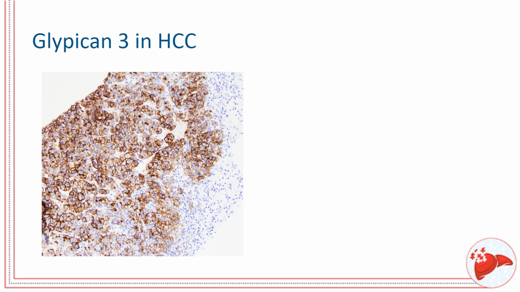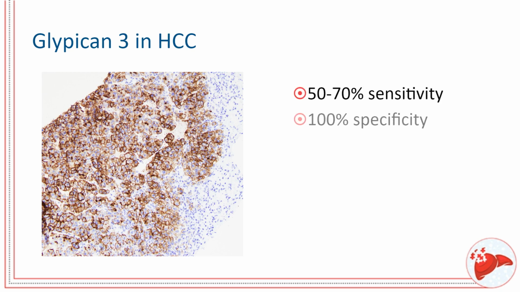This is the glypican-3 positive stain in a hepatocellular carcinoma. According to different studies, the sensitivity can be from 50% to 70%. The advantage of glypican-3 is that it's negative in hepatocellular adenoma. However, I do have several cases of well-differentiated hepatocellular carcinoma that turned out to be negative for glypican-3. So a negative stain cannot exclude hepatocellular carcinoma.